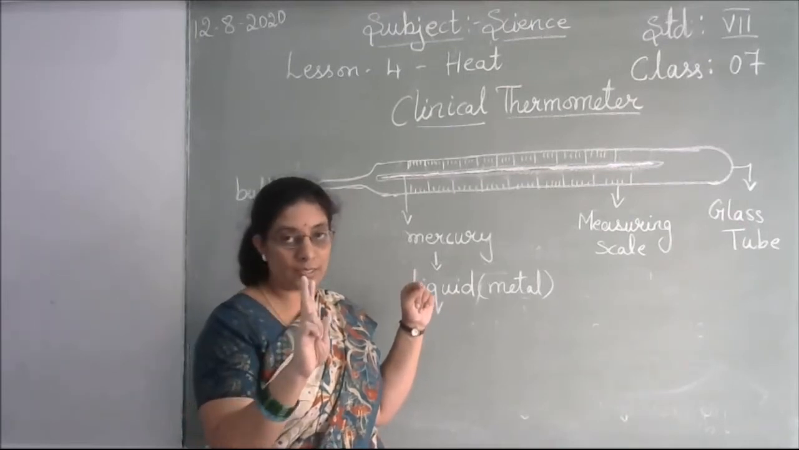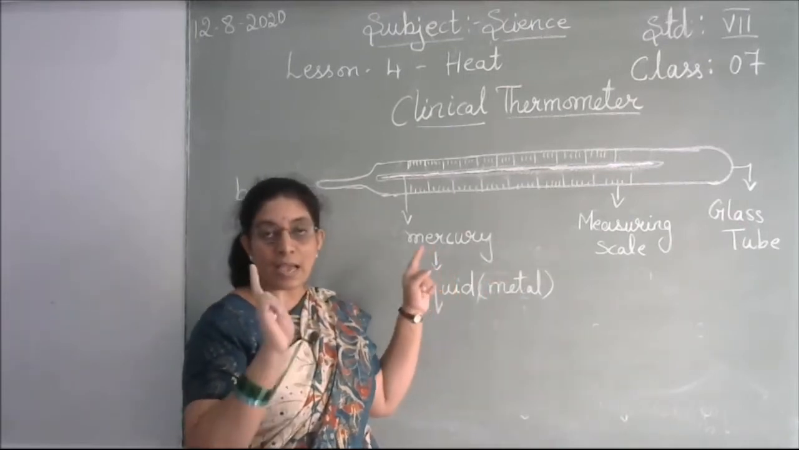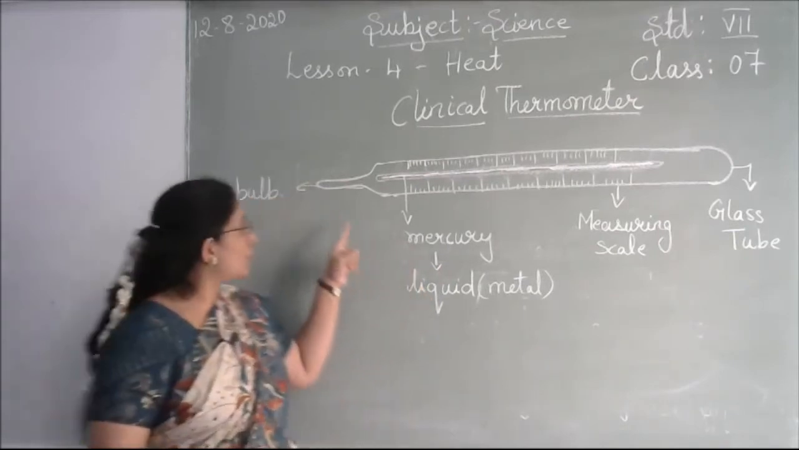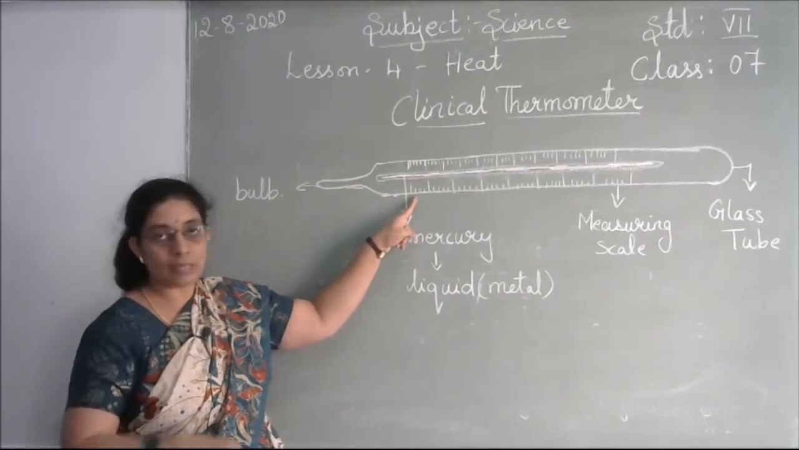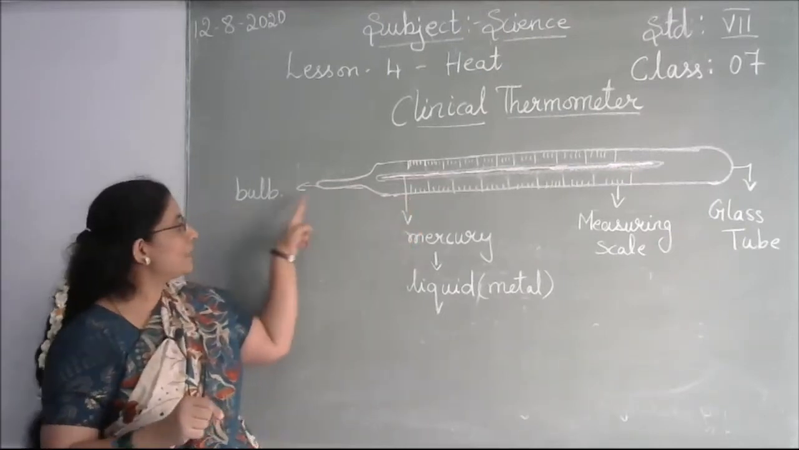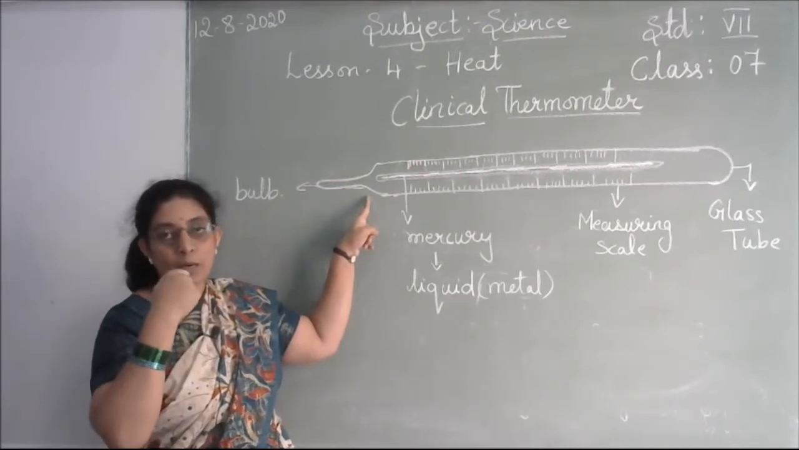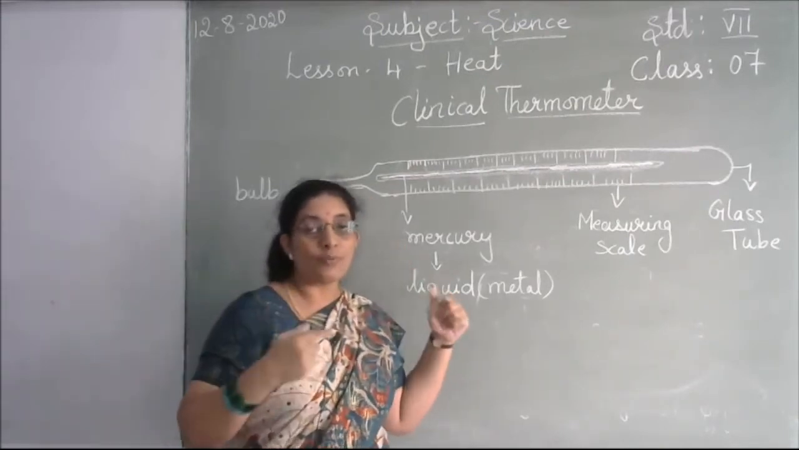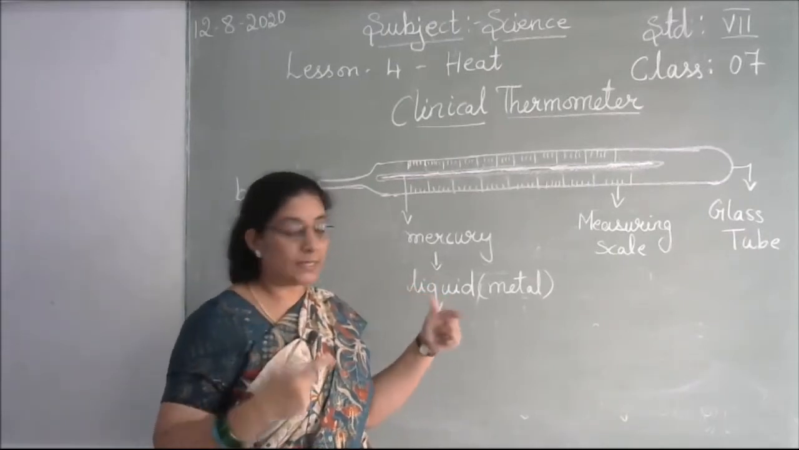So the two reasons: one, it is made out of glass, and two, if it breaks, the mercury will come out. After they shake it and bring it to the starting point, they keep this bulb in your mouth under the tongue. So the heat of your body, how much heat is there?